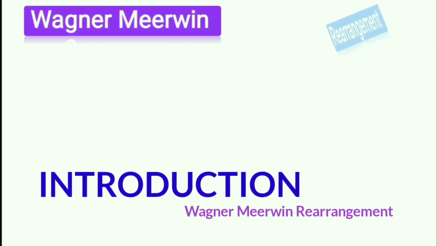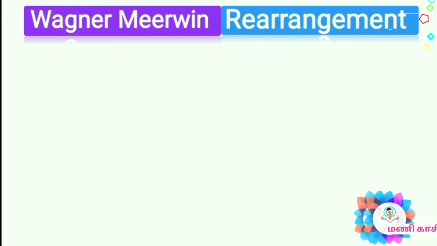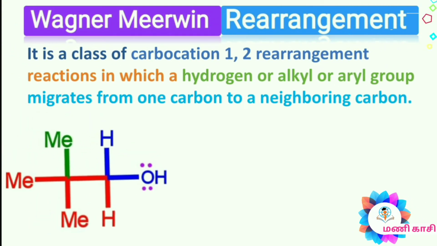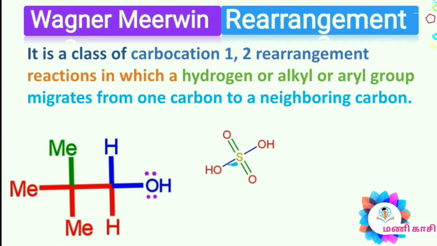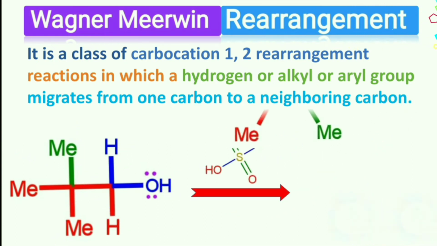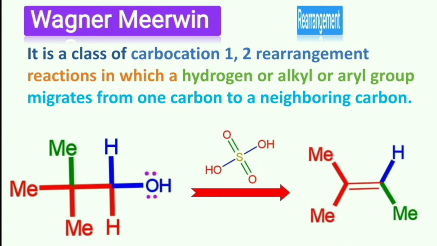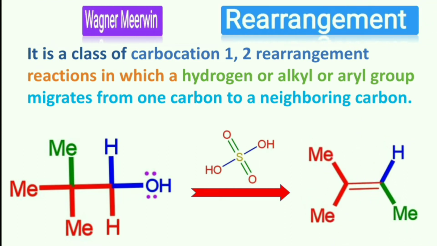Today we are going to discuss the Wagner-Meerwein rearrangement. It is a class of carbocation 1,2 rearrangement reaction in which a hydrogen, alkyl, or aryl group migrates from one carbon to a neighboring carbon. Example: alcohol treated with acid gives alkenes. This rearrangement is known as the Wagner-Meerwein rearrangement.